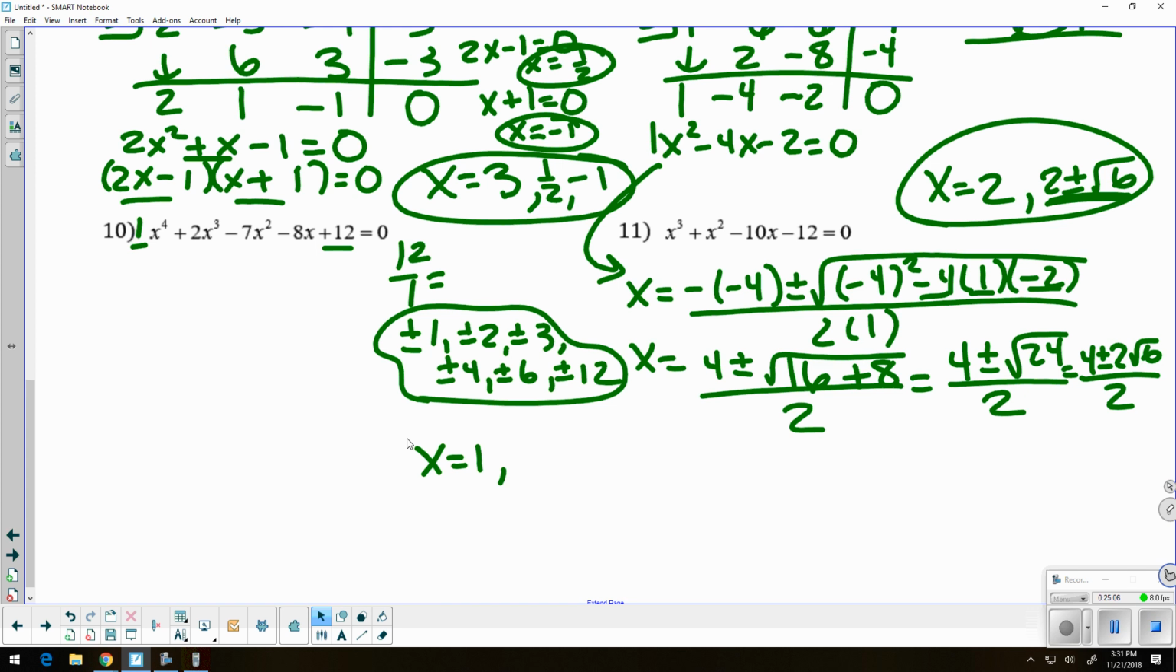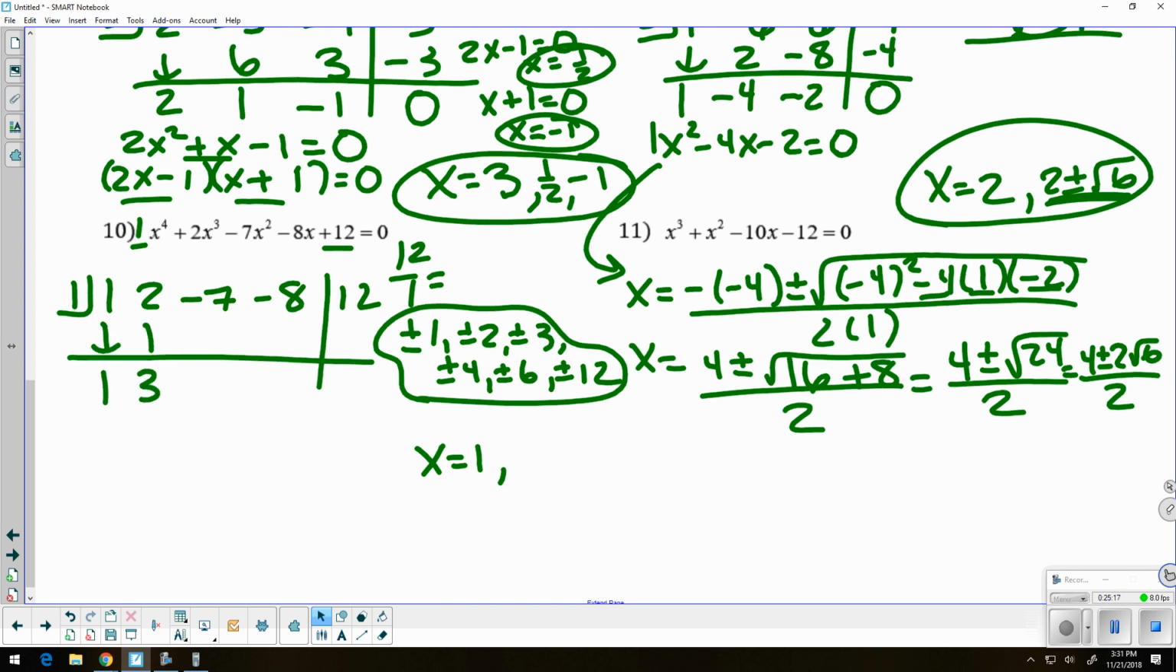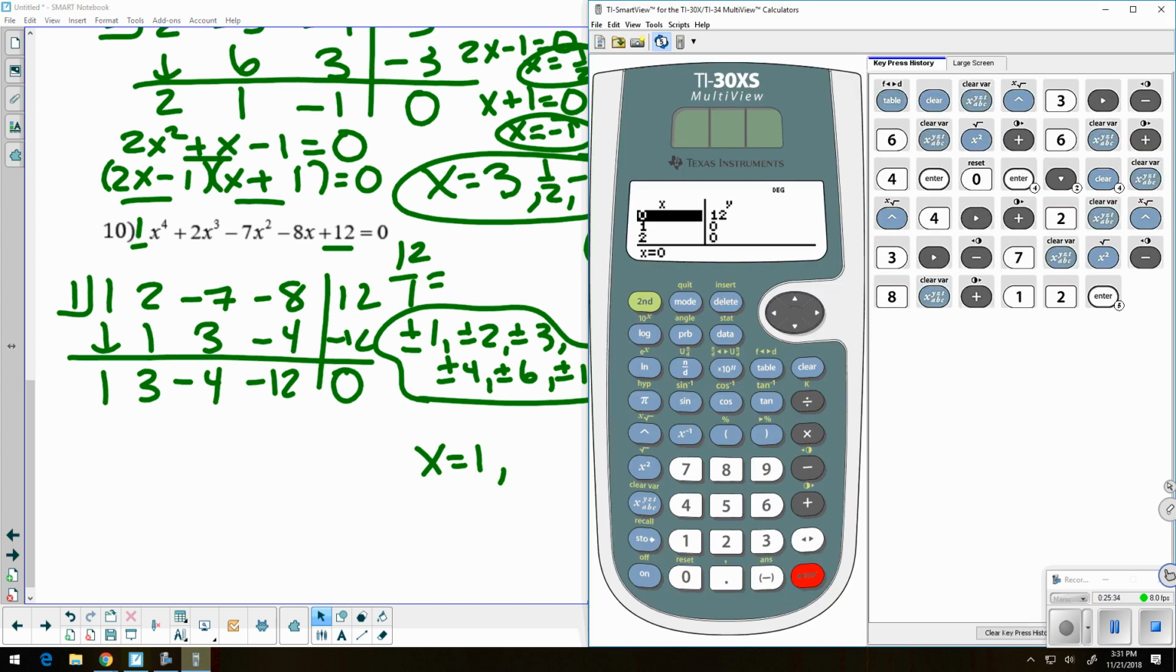Okay, so 1 goes inside the box. We got 1, 2, negative 7, negative 8, and 12. Again, we should not get a remainder since we know it's a solution. So 1 drops down, multiplying is 1, adding is 3, multiplying is 3, that'd be negative 4, negative 4, negative 12, multiplying is negative 12, no remainder. Even at this step, if you want, you could stop and factor to find the remaining solutions, which we obviously know that 2 is another solution, right?